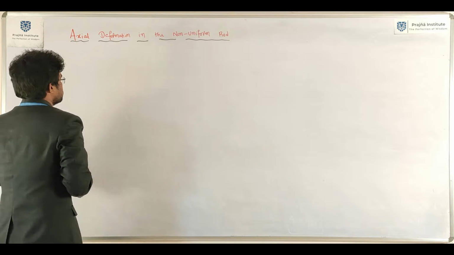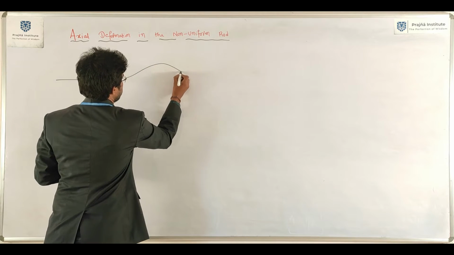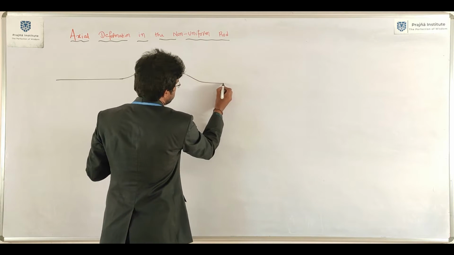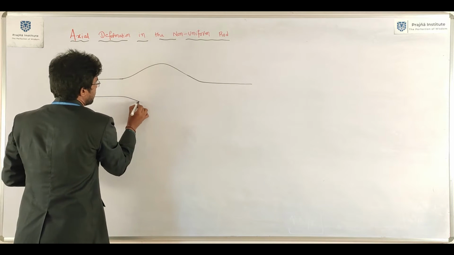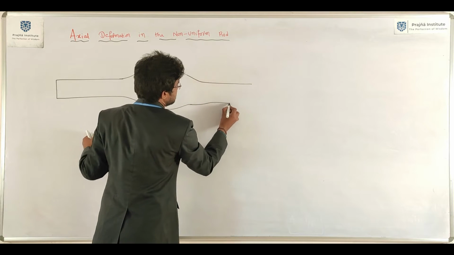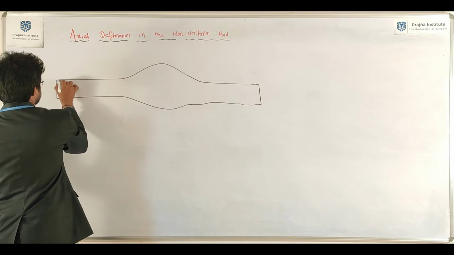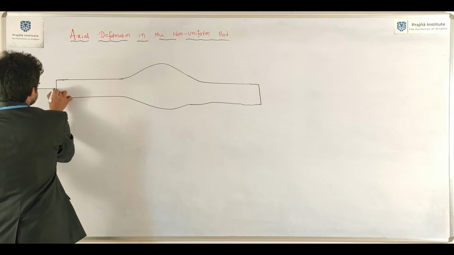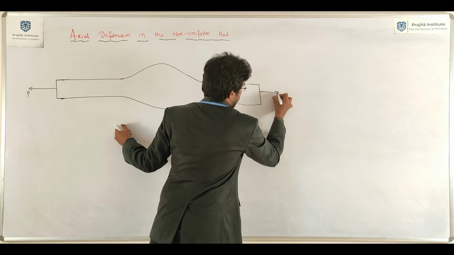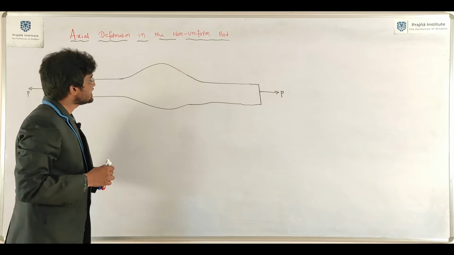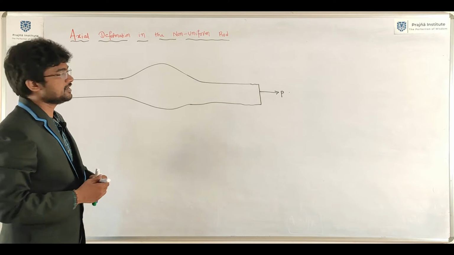First, take a non-uniform rod. This is a non-uniform rod. From here to here, something like this. It is not uniform. Okay? It is also not uniform. It is subjected to axial loading P. Axial loading P. Here, how to determine the magnitude of axial deformation?